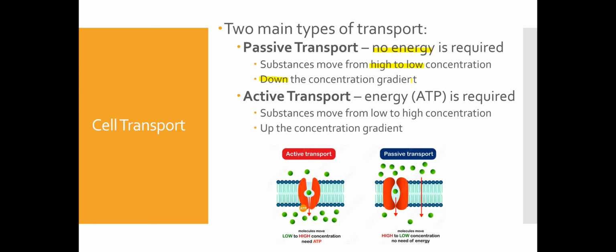If you're going with the flow of the river, you don't really have to do anything. You just float and the river's going to carry you. That's the way these molecules move. If we have a gradient, they're going to naturally want to move from high to low.